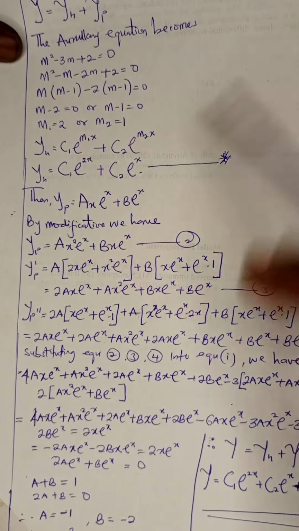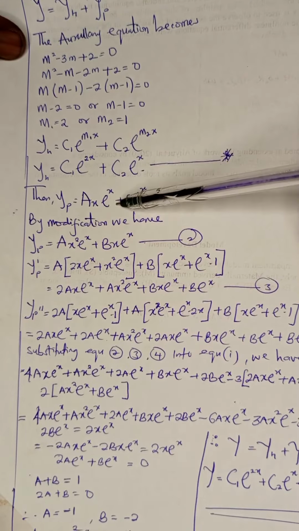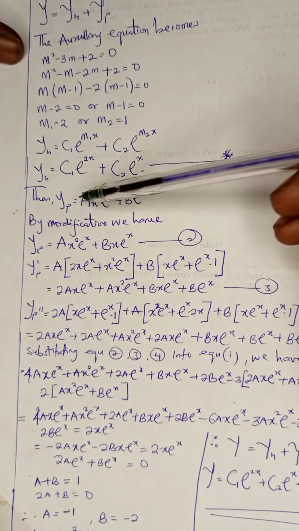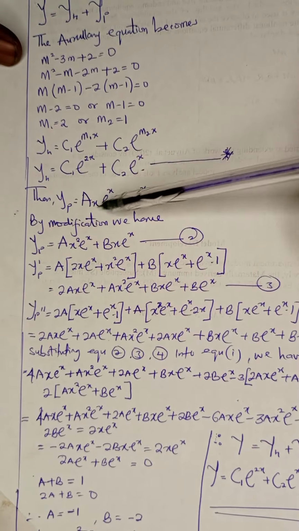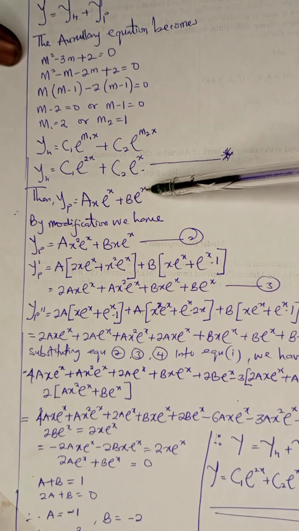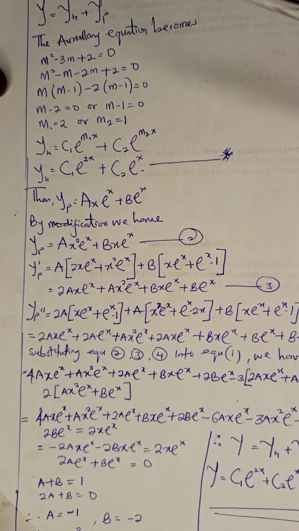Okay, so now guys, let's continue. Then I need to obtain my yp. Now, because of the presence of this x here, my yp for the particular part becomes ax exponential of x plus b exponential of x. Okay, but guys, let's check something here.